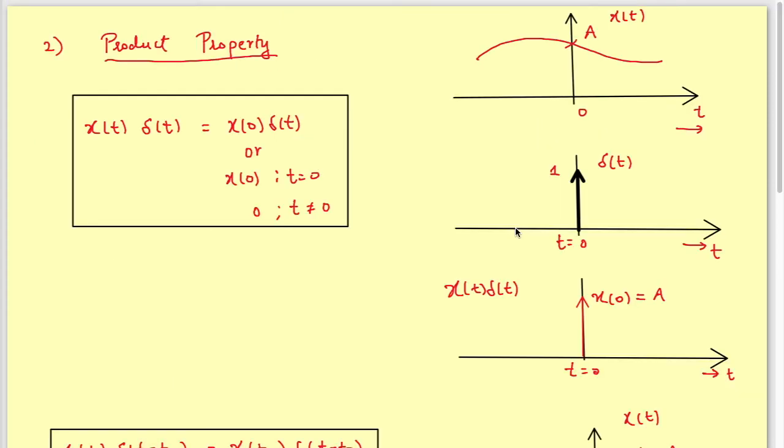Now moving toward our product property, it says that when a signal is multiplied with an impulse, it gives me the value of the signal at the point where my impulse is present, that is x of 0 into delta of t. See, this is my signal x of t. When I multiply this signal with an impulse at time t equal to 0, it gives me the value of my signal where my impulse is present, that is at t equal to 0. So here the area of my impulse is 1, and now the area of my impulse is equal to a. That's why in this equation I replaced t with 0.